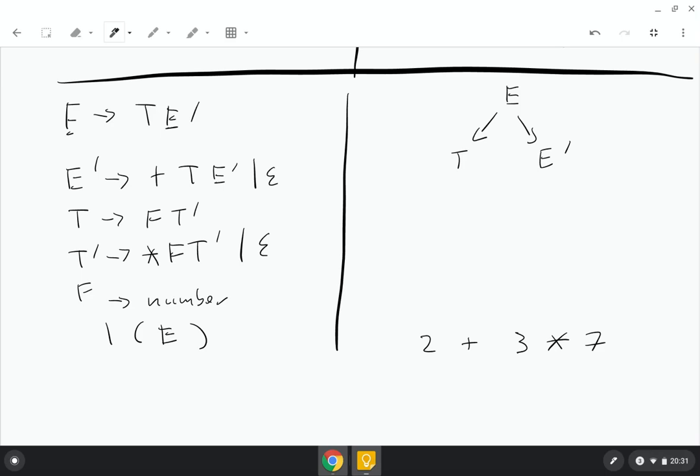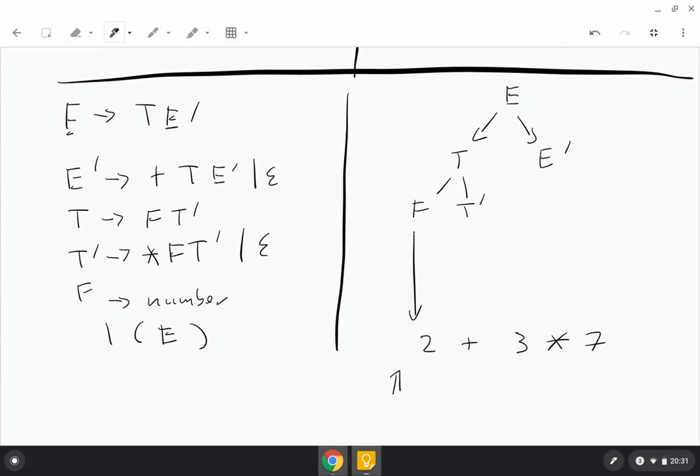So if we see T, it must be F or T prime, F followed by T prime. And if we see F, we must see a number. That's our first input. So to think about parsing a little bit more here.